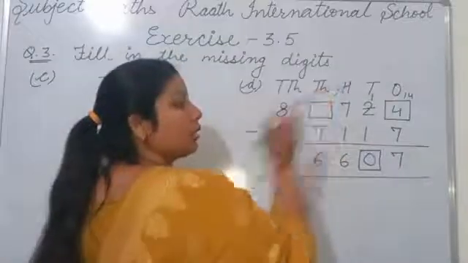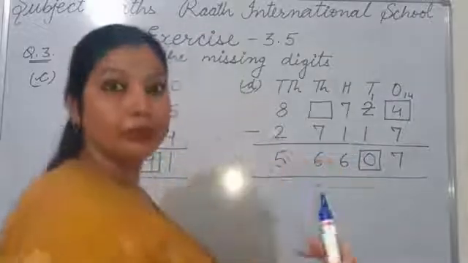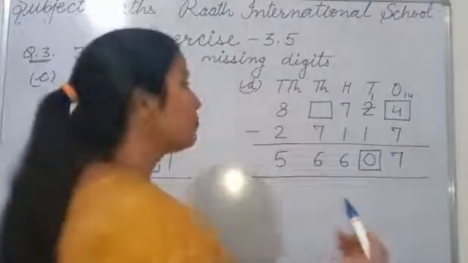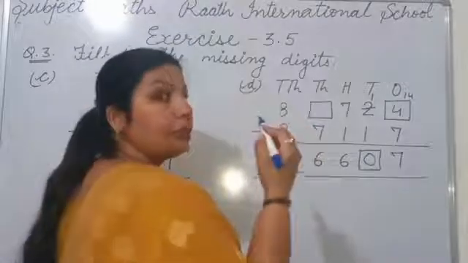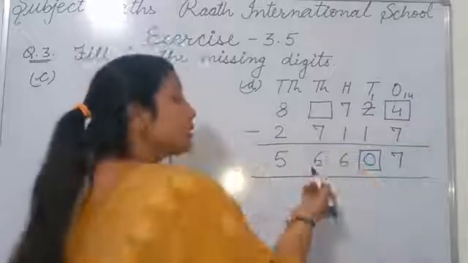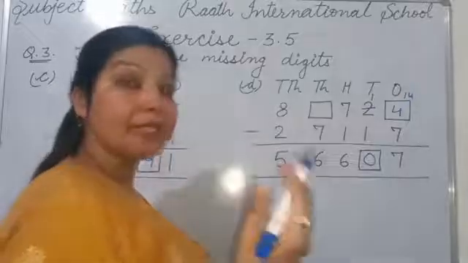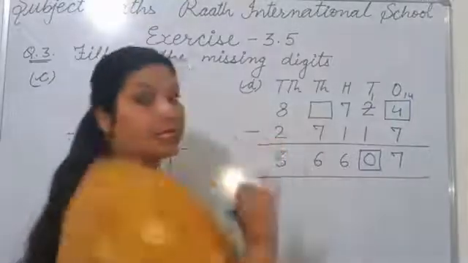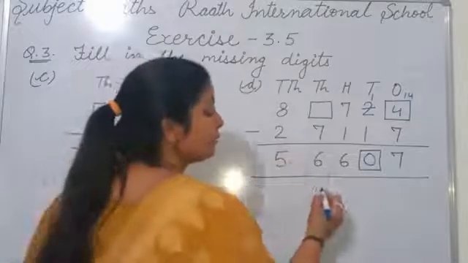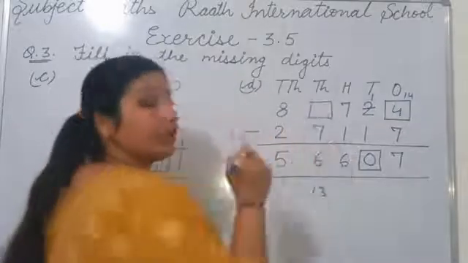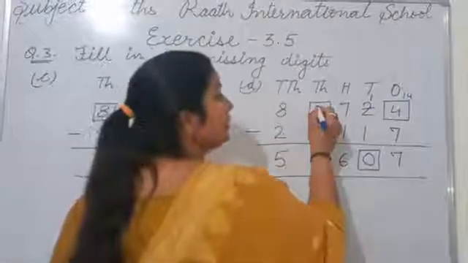Now we come to the thousands. Here again we have to find the minuend. So for the minuend what do we do? Subtrahend plus difference. So 7 minus 6, sorry, subtrahend plus difference, so 7 plus 6. Not minus, 7 plus 6. So 7 plus 6 is 13. But we can't write 13 together again. In one box we can write only a single digit. That means we will write 3 here.